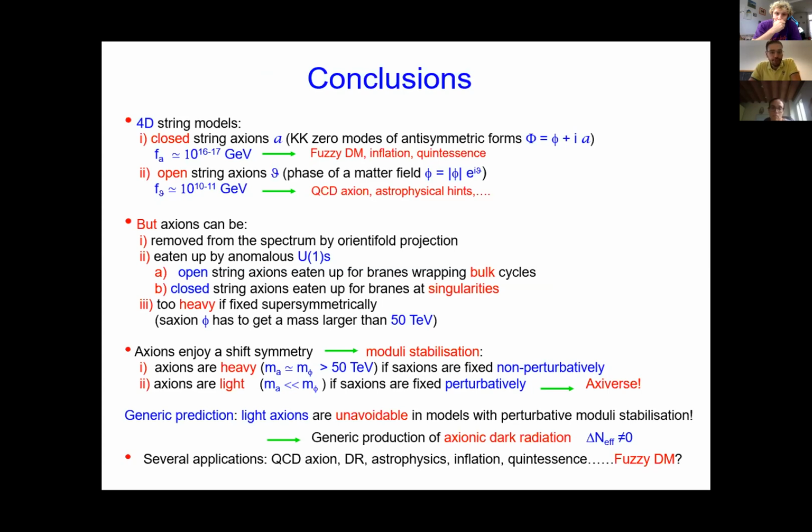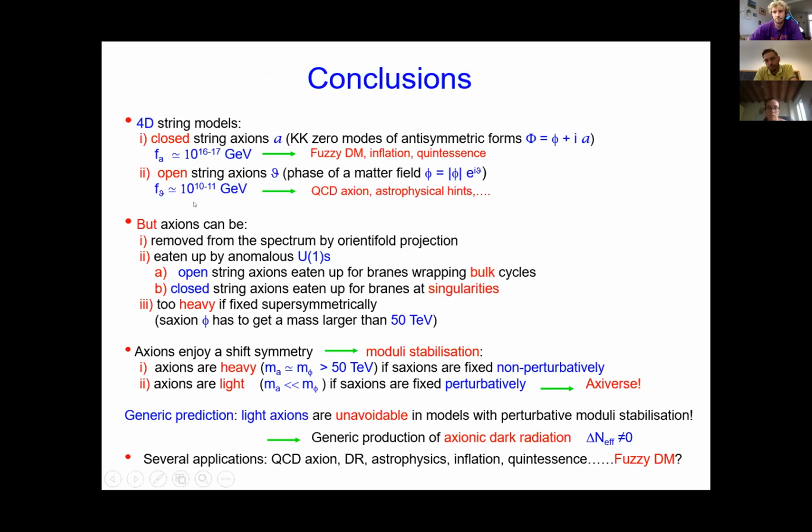Open string axions instead arise as the phase of matter fields and have a decay constant which can very easily be in the intermediate regime, 10^10 to 10^11 GeV. This can be good to get the QCD axion, or also to match all these astrophysical hints that point towards this region for the decay constant.